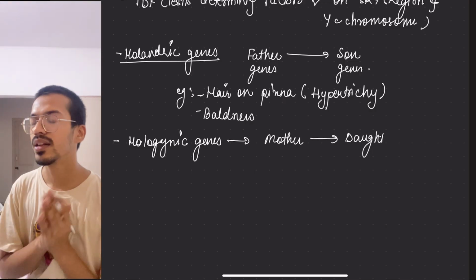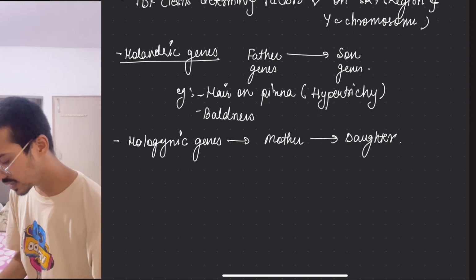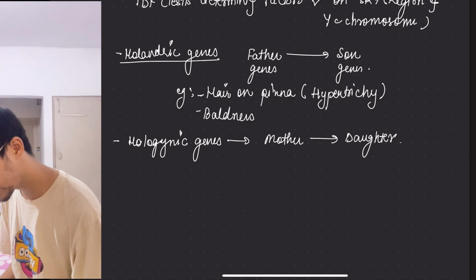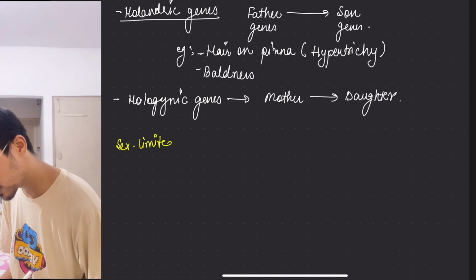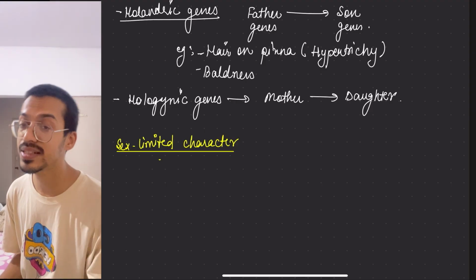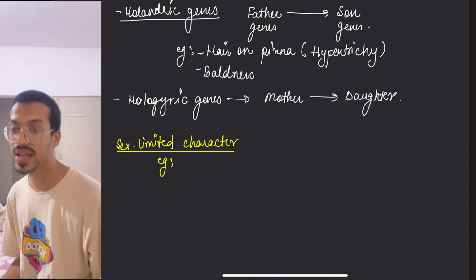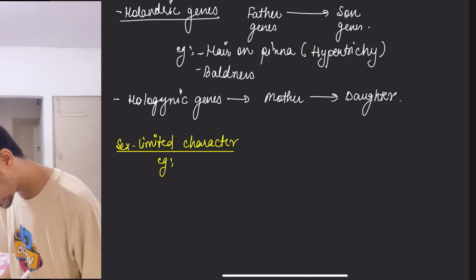Next, there are certain abbreviated things which we have to remember, like sex limited characters. These are certain characters which are limited to one sex only. For example, mammary gland development in females. Males do not have it, or still have it only in rudimentary form.